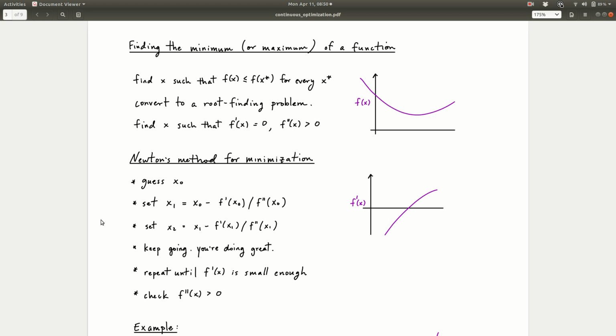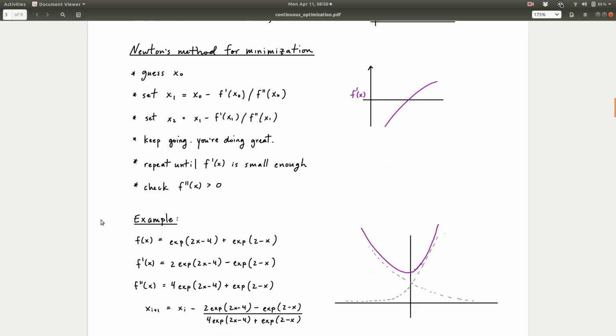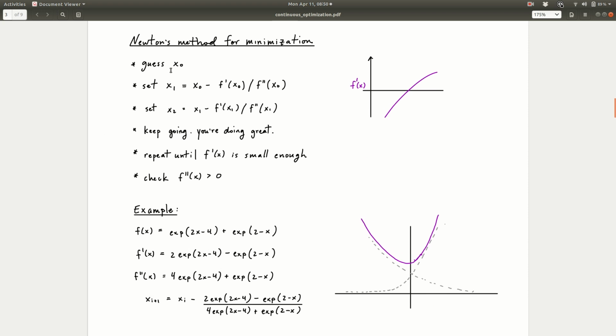Okay. So there's a corresponding Newton's method for minimization, which is exactly Newton's root finding method, but applied to the derivative of the function that you're trying to minimize. So it works exactly the same way. You have an initial guess, x0, and then you set x1 equal to x0 minus the derivative divided by the second derivative. And then now you have x1, then you update x2 and keep going, and then you repeat until the derivative is small enough.